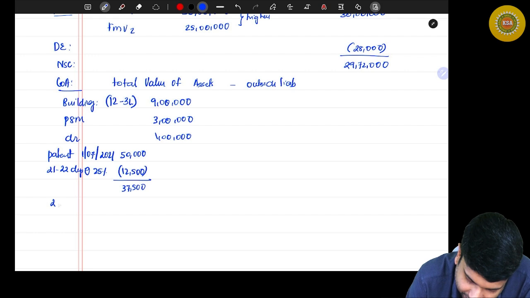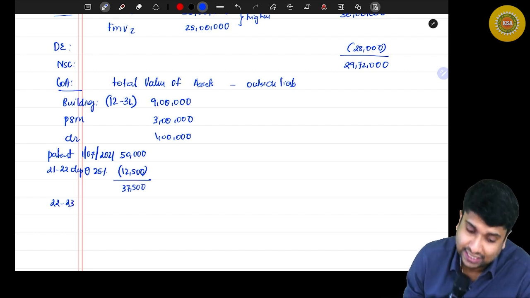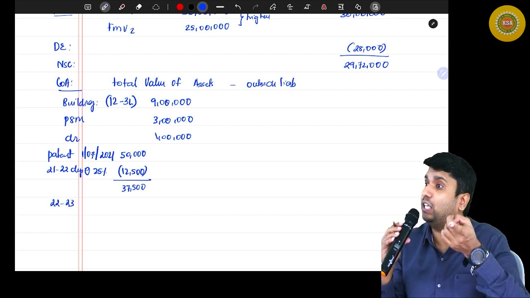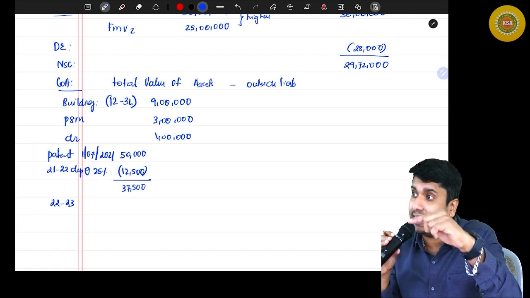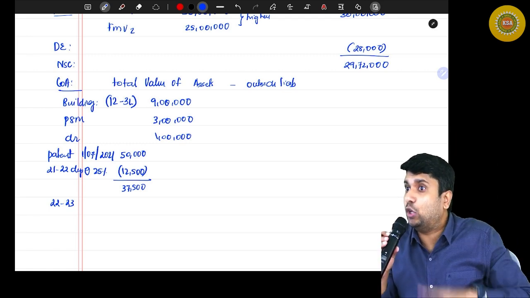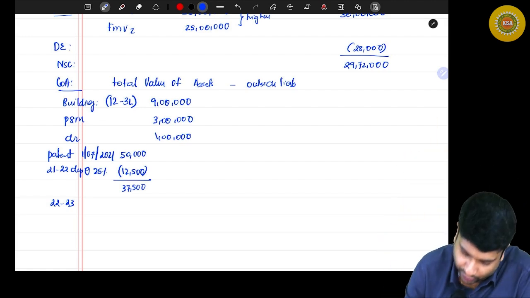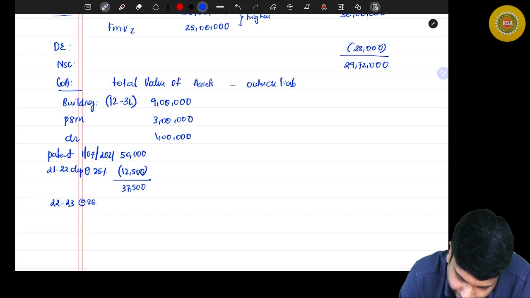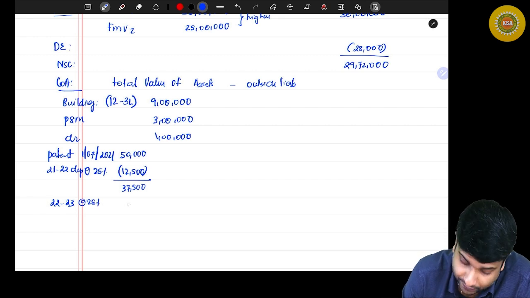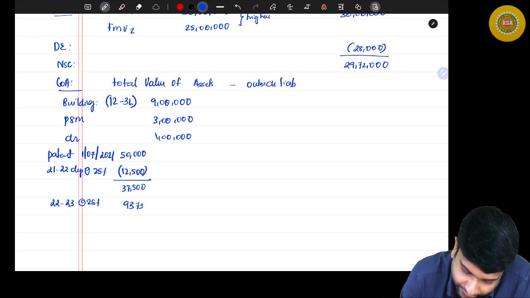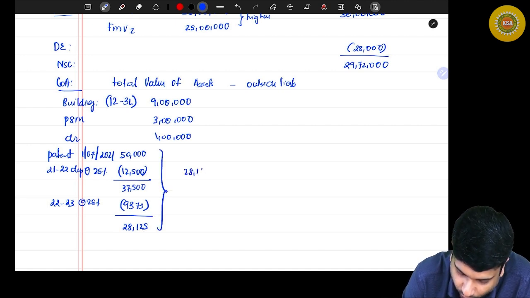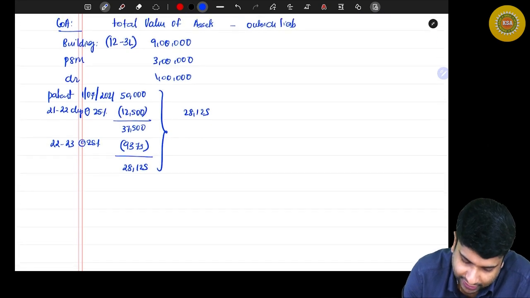Now, not yet over. You have to compute the depreciation for 22-23 as well, because the slump sale happened on 1st April 23, that is in 23-24. So there are 2 years, and you have to remove depreciation for the 2 years. Are you with me? So can you tell me how much is 22-23's depreciation? 25% on 37,500, 9,375 you have to deduct. And how much will be the closing WDV? 28,125 will be the value of patent. So you have to take 28,125.